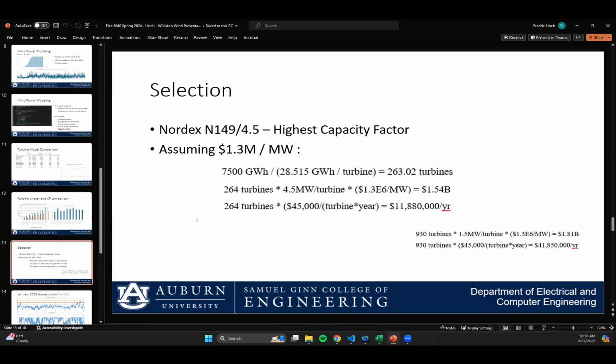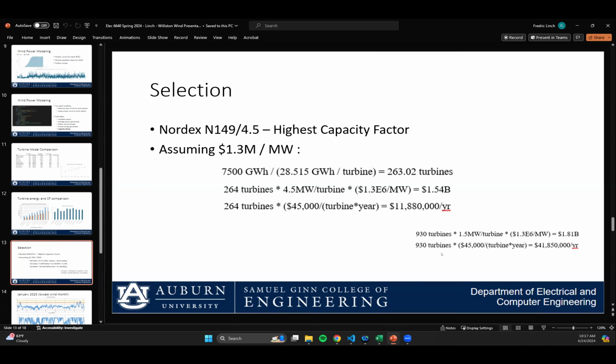And so assuming $1.3 million per rated megawatt, you would end up needing to build 263 of these turbines at a cost of about $1.5 billion just for the turbine construction cost. And then assuming a $45,000 per turbine per year cost of O&M, it would be about $12 million per year of ongoing maintenance during the lifetime of those turbines.